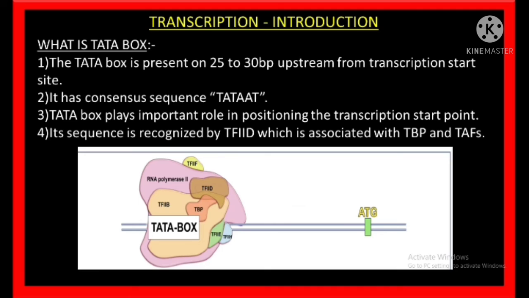And now we will talk about the TATA box. The TATA box is present 25 to 30 base pairs upstream from the transcription start site, and it has a consensus sequence of TATA. The TATA box plays an important role in positioning the transcription start point, and it is recognized by TFIID, which is associated with TATA binding protein and TATA binding protein associated factors, that is TAFs.